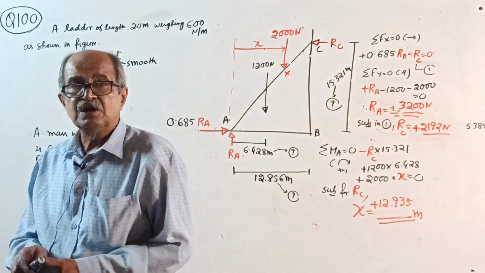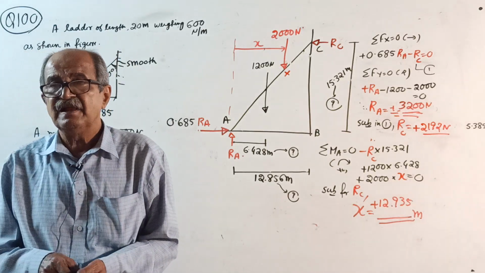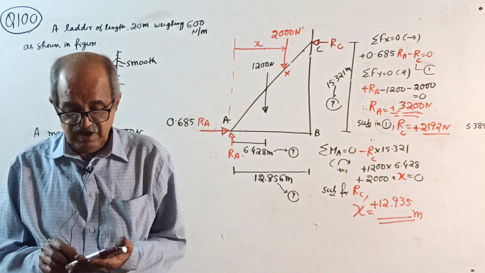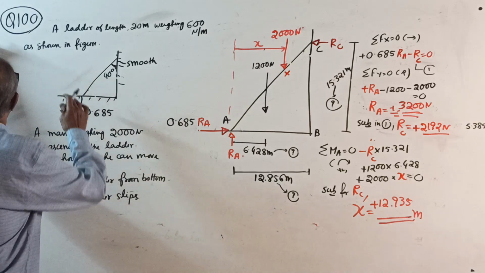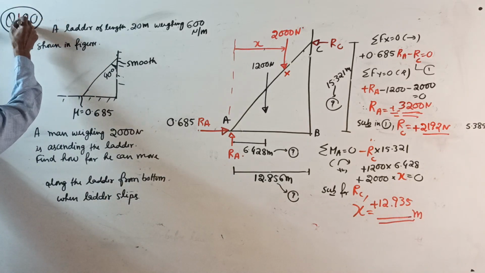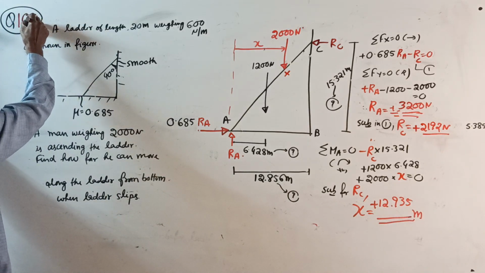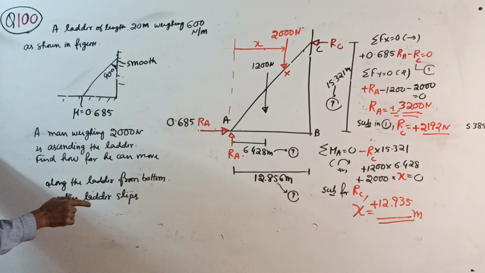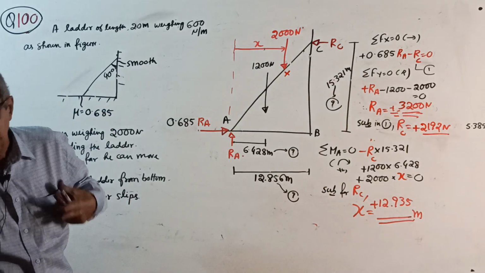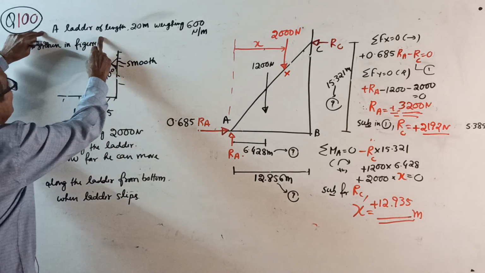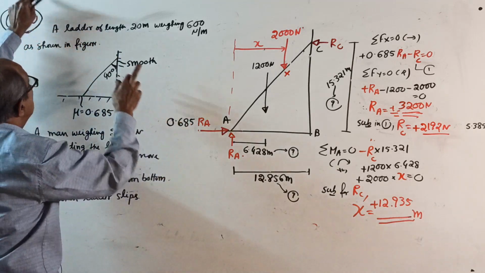Now, last question of the ladder, that is today's class last question. That is somebody is ascending. Question number 100. This is question number 100 for friction chapter. Critical question and little danger question also. You can make out later. Dangerous question.